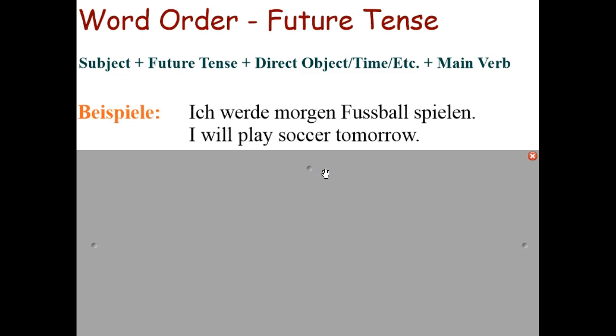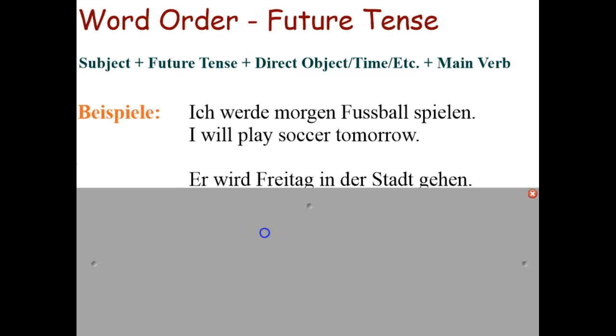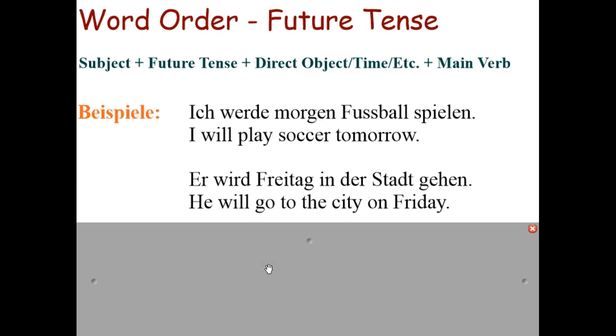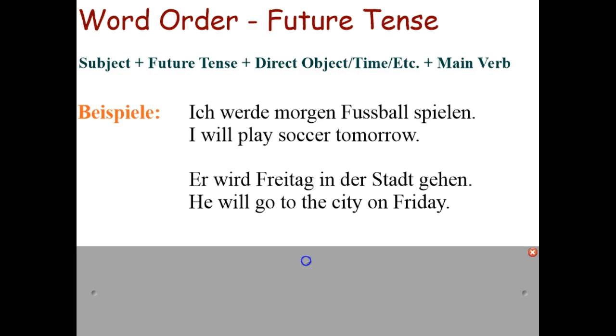Beispiele: Ich werde morgen Fußball spielen. I will play soccer tomorrow. Please notice it is ich werde, so werden was conjugated for ich, and spielen, which is our main verb, goes to the end of the sentence, and it also reverts to its infinitive form. Er wird Freitag in die Stadt gehen. He will go to the city on Friday. Wird is my conjugated form of werden for er and gehen is at the end of the sentence in its infinitive form.